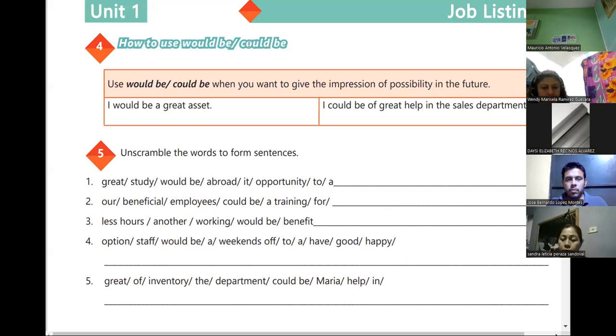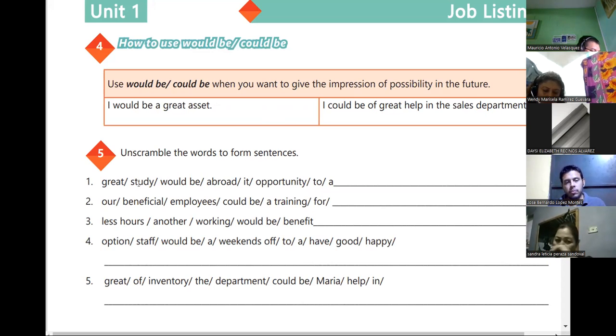So how to use would be and could be. We use would be and could be when you want to give the impression of possibility in the future. For example, I would be a great asset. I could be a great help in the sales department. Okay, now we have to unscramble the words to form sentences.